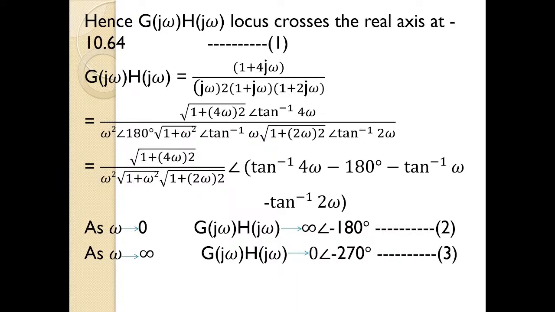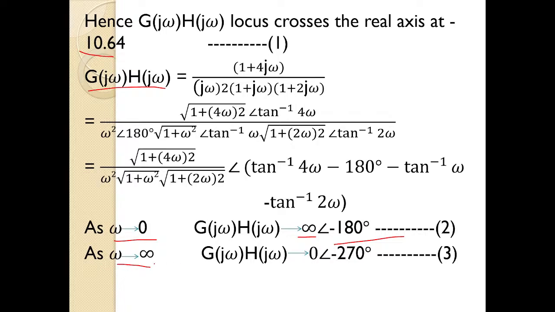Now consider G(j omega)H(j omega). You can locate that on the real axis, we will see it later. Determine the magnitude and phase angle. We have already determined it in the earlier part. Now substitute omega tends to 0 and omega tends to infinity in the above equation. If you substitute omega tends to 0, you will get the magnitude infinity, and the angle you will get -180 degrees.